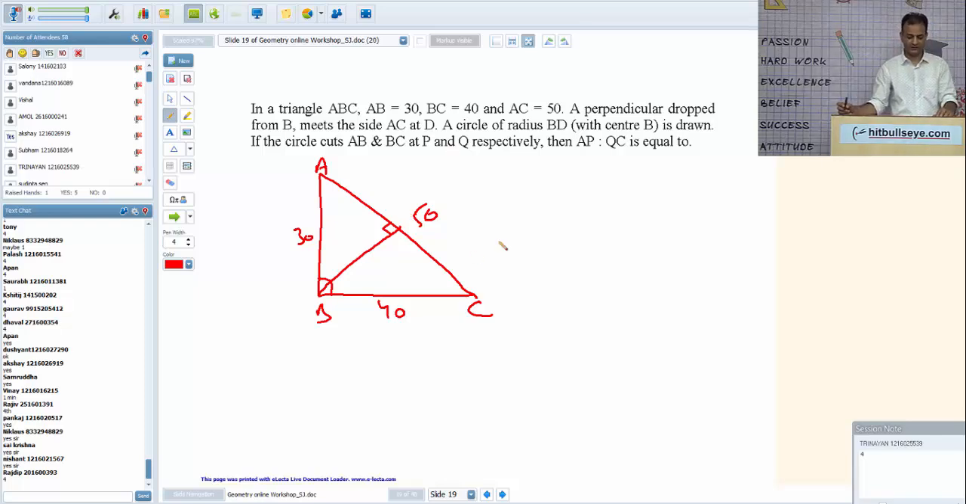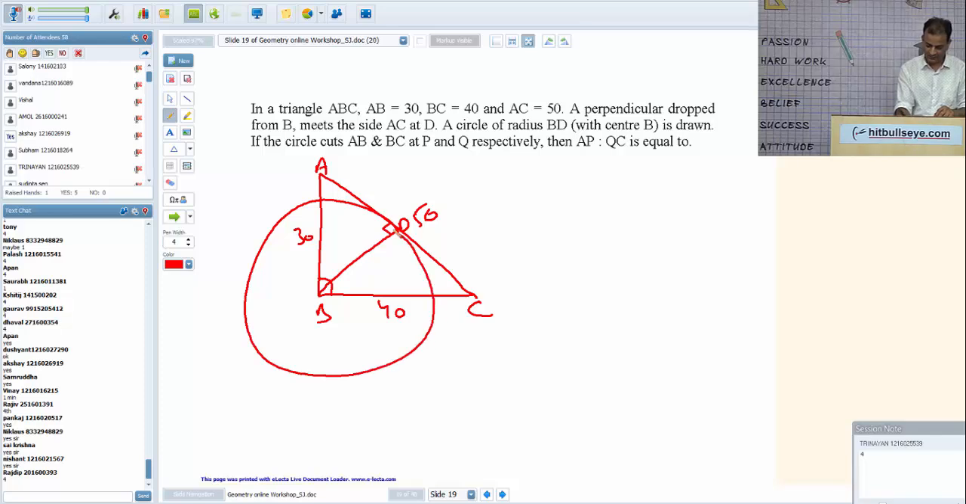Already we have discussed. A circle of radius BD. Now with B as center and radius BD, a circle is drawn. We can draw a circle like this. Now it cuts AB and BC at P and Q.